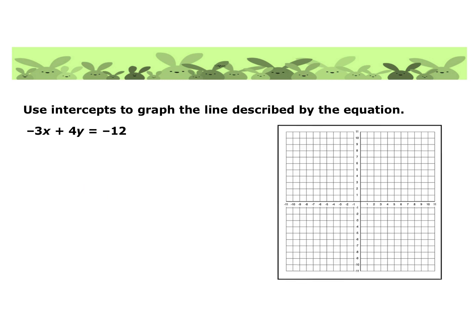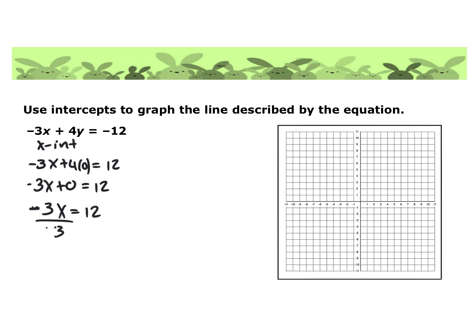So they want us to use the x and y-intercept to graph these. So I guess x-intercept means y equals 0, so negative 3x plus 4y equals 12. Sorry, instead of 4y, it's 4 times 0. So we get negative 3x plus 0 equals 12. Negative 3x equals 12. Divided by negative 3, divided by negative 3. And we get that x is equal to negative 4.